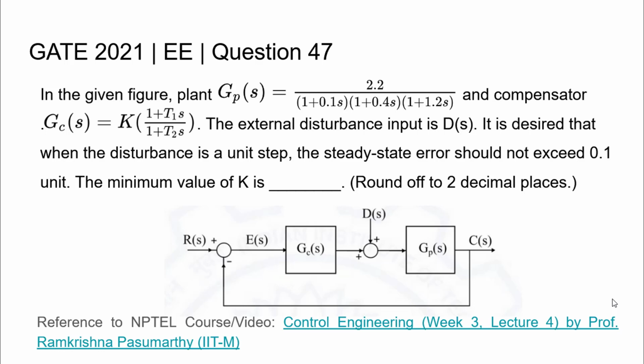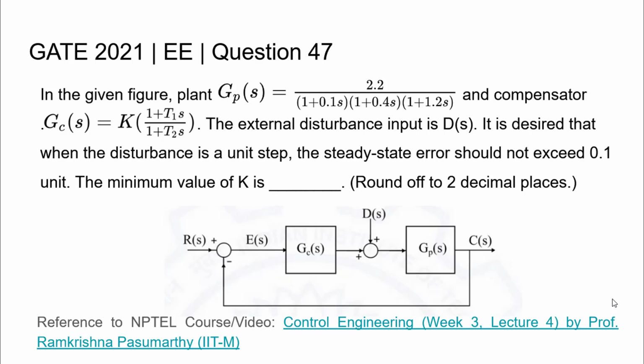We are given a negative feedback system with the plant transfer function Gp(s) = 2.2 / ((1 + 0.1s)(1 + 0.4s)(1 + 1.2s)), and the compensator Gc(s) = k(1 + T1s)/(1 + T2s). The external disturbance input is D(s). It is desired that when the disturbance is a unit step, the steady state error should not exceed 0.1 unit. We are asked to find the minimum value of k.